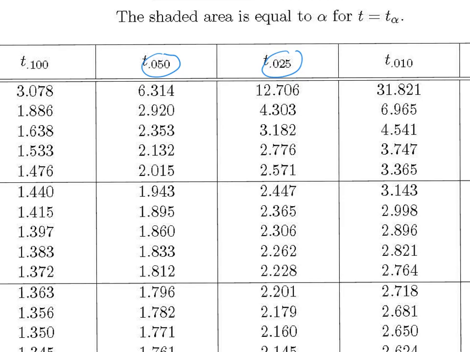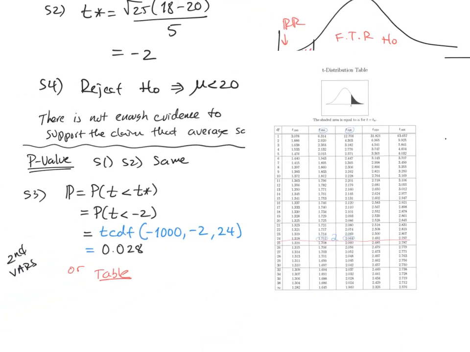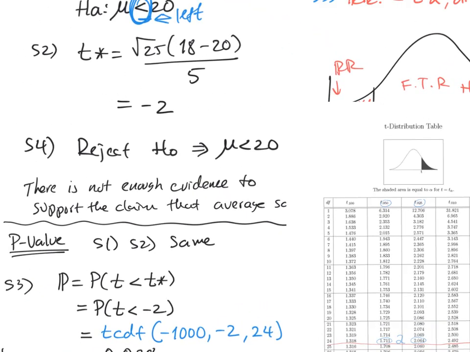I'm lost as to how that 2 ended up there. Oh, because that was a T star. T star is -2. Since the table doesn't have negative values, you have to go with a positive one. So the reason we're looking for 2 is because T star is -2. Oh, okay, I see. So that's the one you're going to look for.